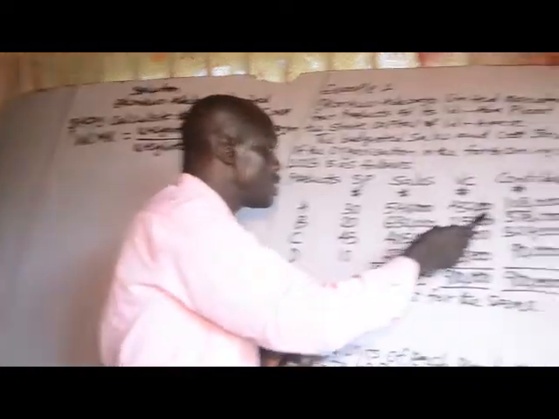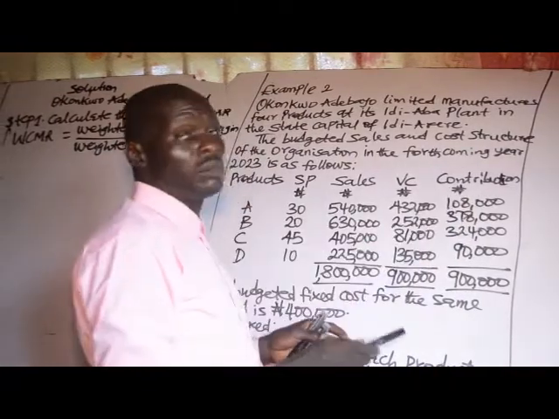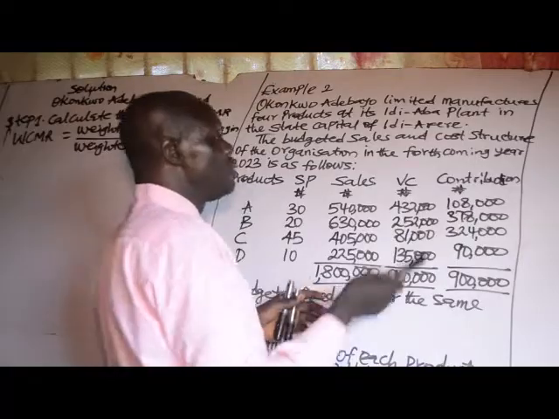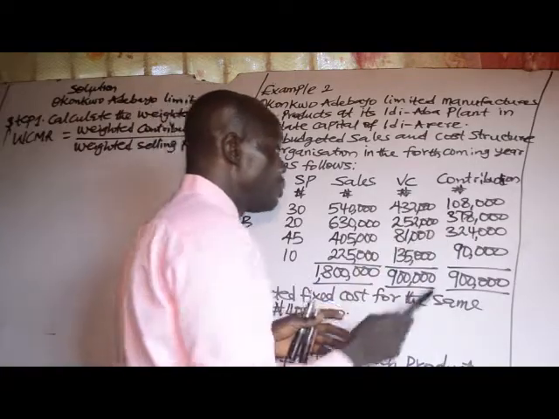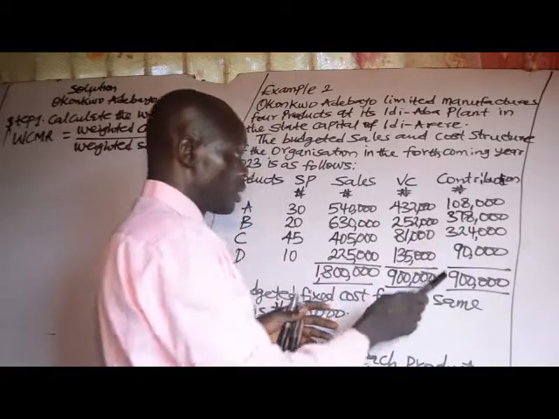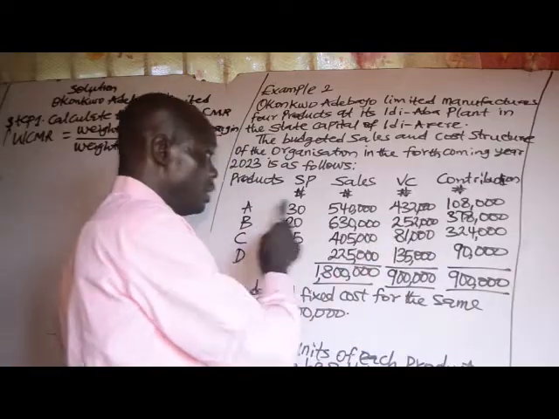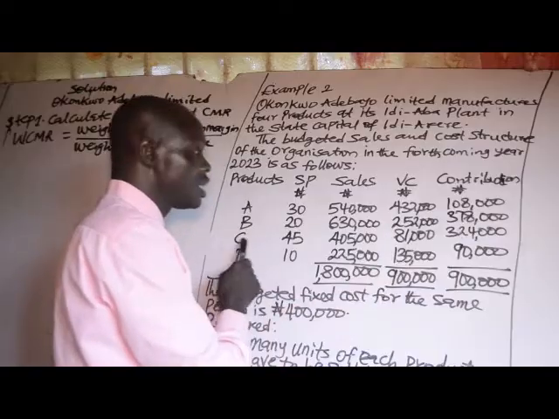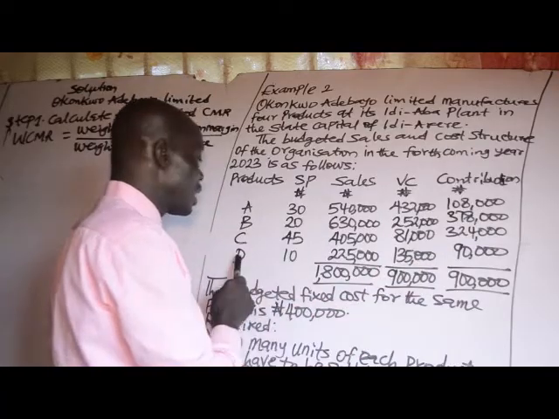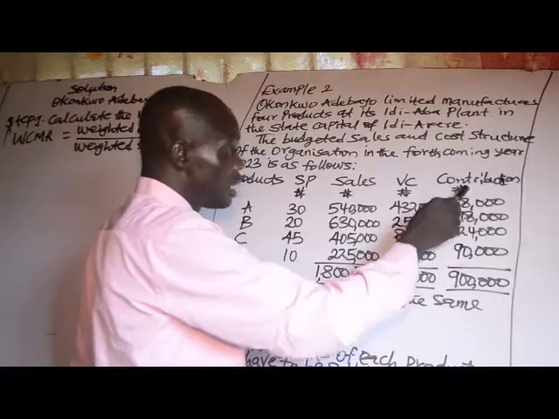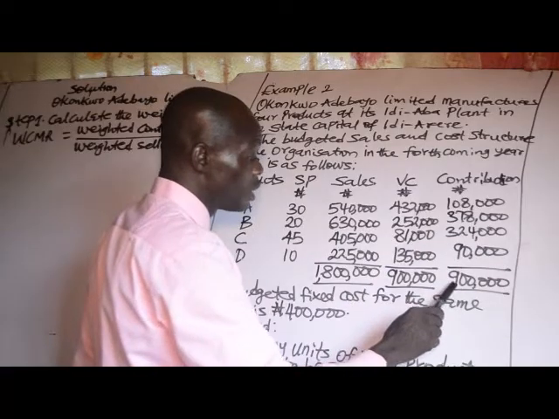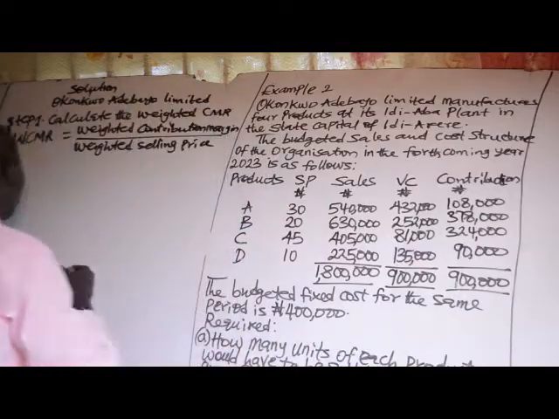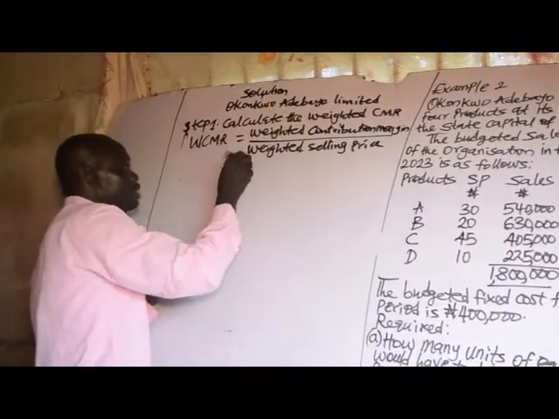And if you go by this question, you are given the total contribution. I've told you that the weighted contribution, where the sales mix is not given, will be the same as the total contribution. Now you have the contribution for product A to be 108,000. That of B is 378,000. C we have 324,000. And that of D we have 19,000. Then the total contribution is 900,000, which is our weighted contribution.